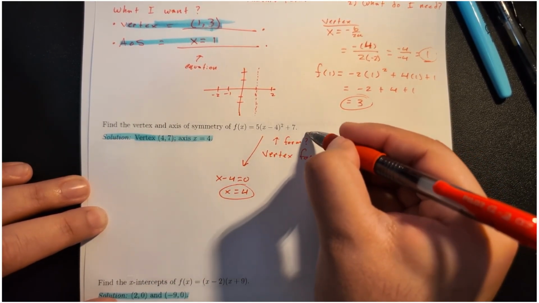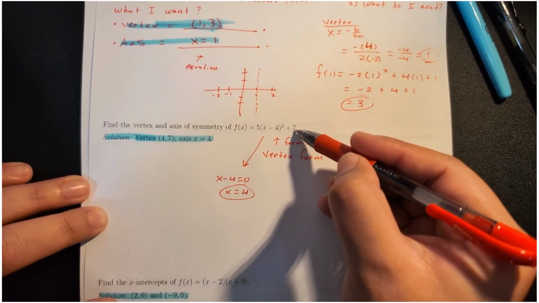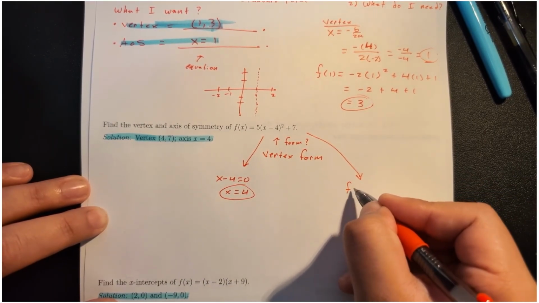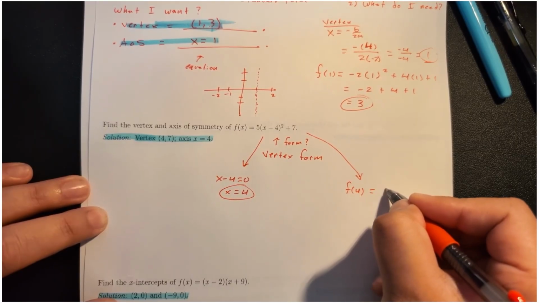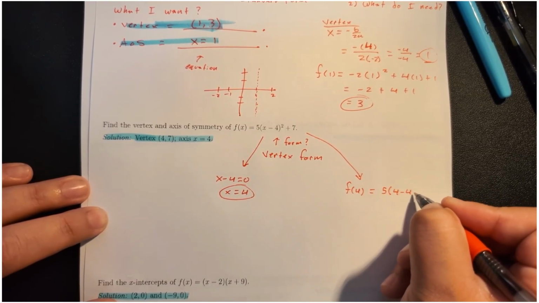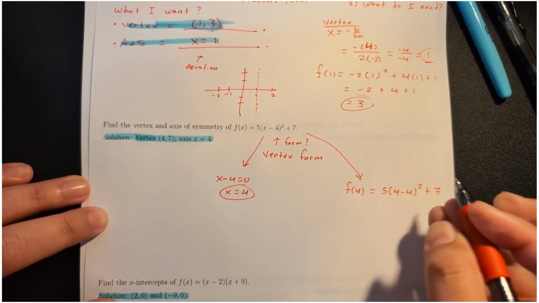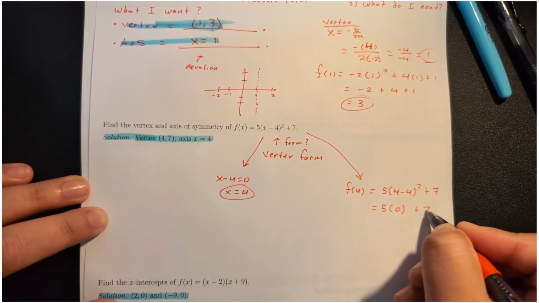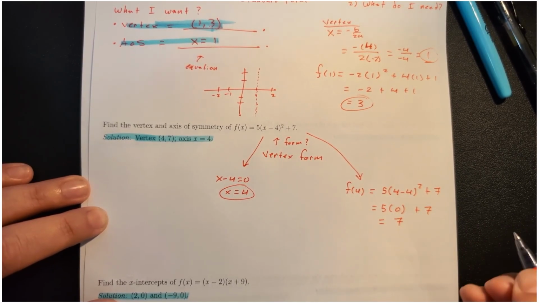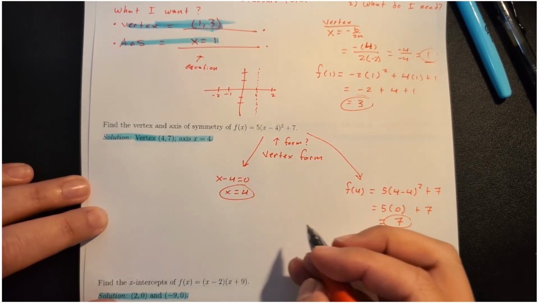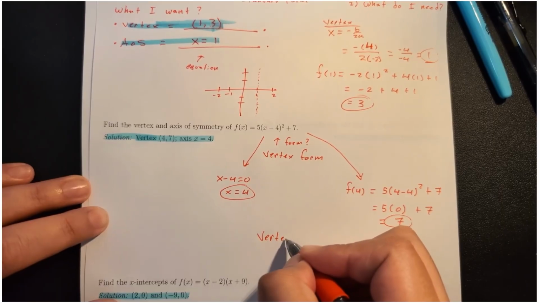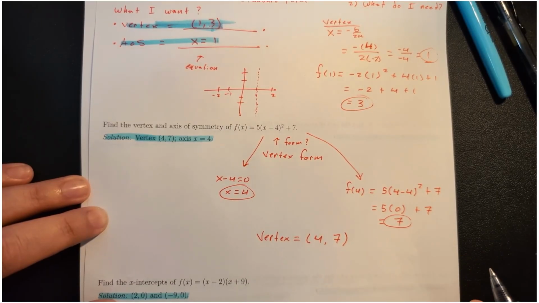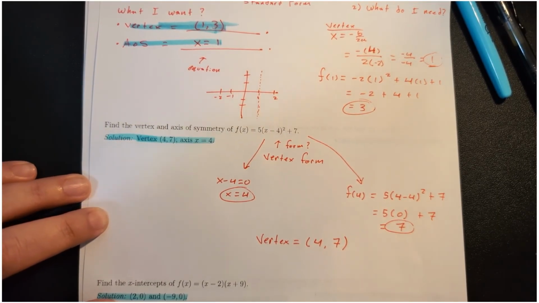So that's my x value. My y value is going to be this, because if I plug this into my equation, f of 4, I'm going to get 5 times 4 minus 4 squared plus 7. 4 minus 4 is 0, so we have 5 times 0 plus 7. And this gives us positive 7. So my vertex is (4, 7).